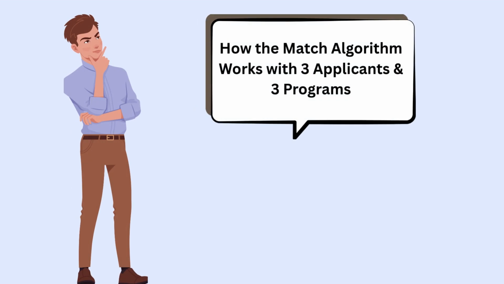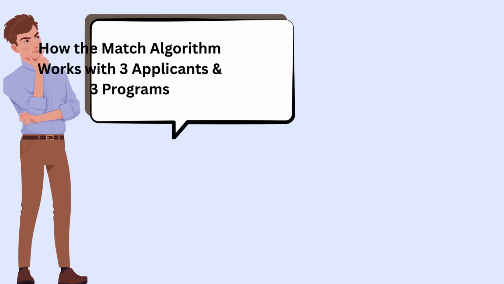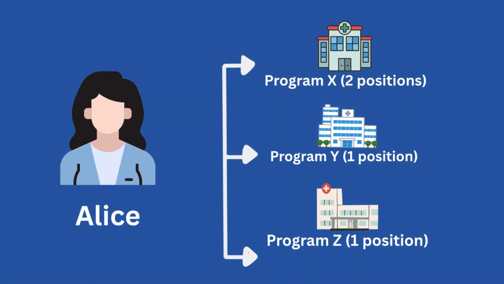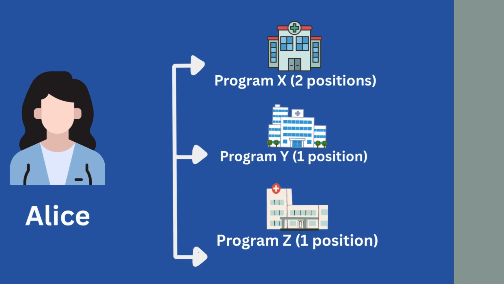Let's examine a real-life example using 3 applicants and 3 residency programs to see exactly how the match algorithm performs in a realistic setting. Meet the applicants. Alice is a well-rounded candidate who interviewed at 3 internal medicine programs and ranked them in the following order of preference. Her first choice is Program X, then Program Y, and lastly Program Z.